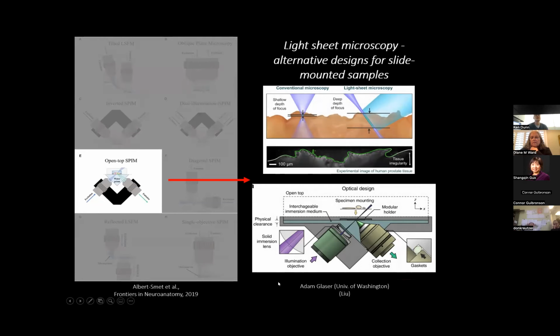The way that this works, you take everything and put it underneath the slide. You get tissue mounted on a slide. You get an illumination objective from here, and then orthogonal to that, you have your collection objective, and you just translate the sample through this cross-sectional area that you're imaging from. This gives you a sense of what that looks like. This is what you'd be imaging by conventional techniques. This is what you'd be imaging with the light sheet microscope system.